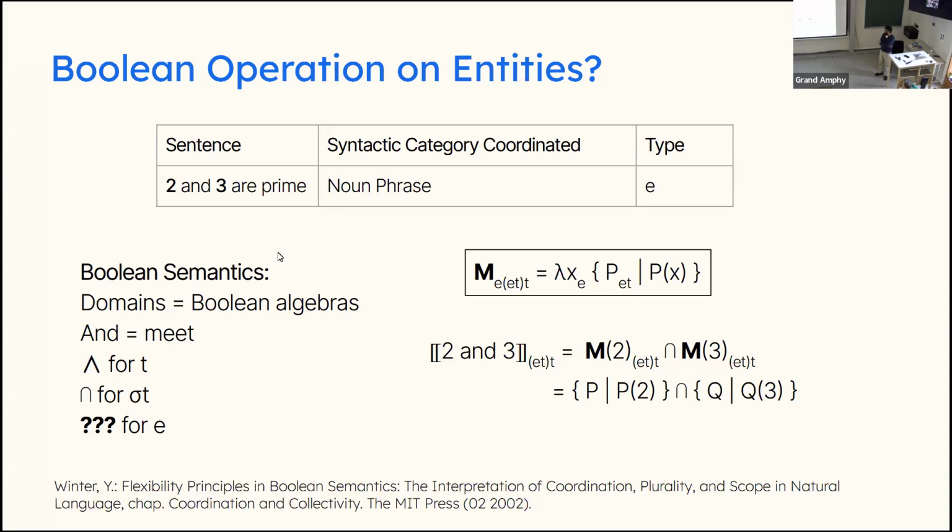So Winter, in his 2002 book, uses the Montague raising operator to lift entities to sets of properties held by those entities. The operator is called Montague raising, and it is invoked because there's a type mismatch between the denotation of "and" and the denotations of the noun phrases that it is working on. So then the meaning of the noun phrase "2 and 3" just becomes the intersection of the set of properties held by 2 and those held by 3.